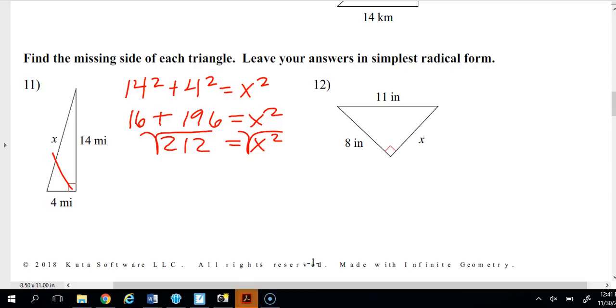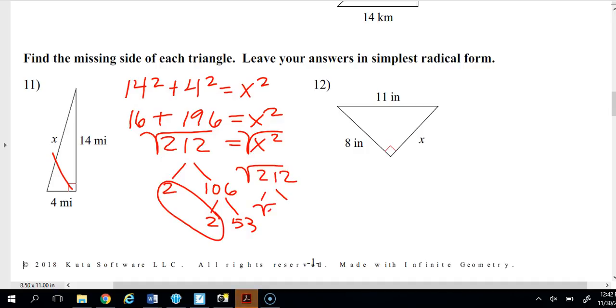Sometimes we're going to be able to leave it like that, sometimes not. So let's see if we have any factors here. So if we divide 212 by 2, that gives us 106. If we divide that 106 by 2, that gives us 53. So I can see here that this number is repeated. So that square root of 212 is actually the square root of 4 times the square root of 53. And we know the square root of 4 is 2. So our answer in simplest radical form is 2 square root of 53. That's our answer.